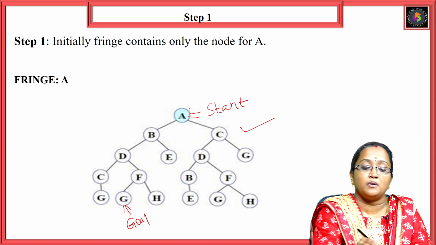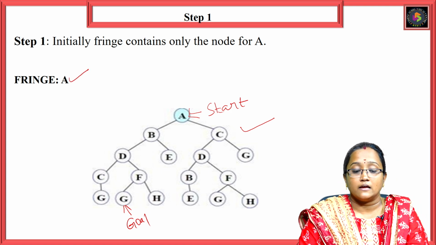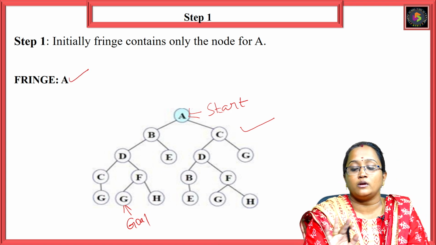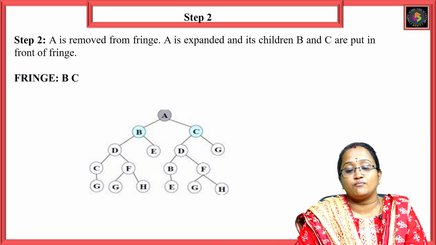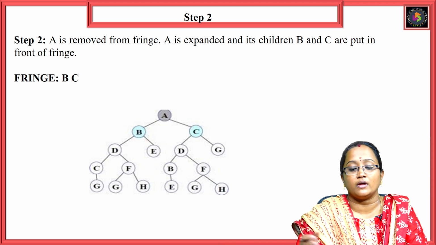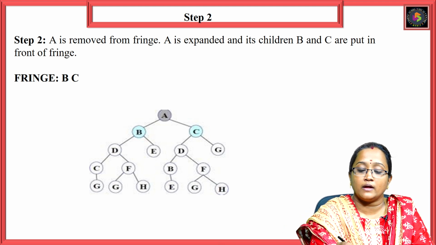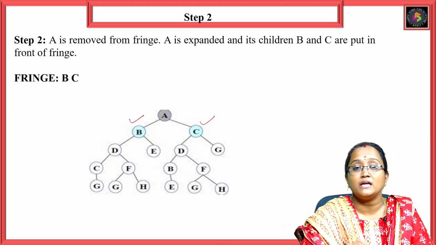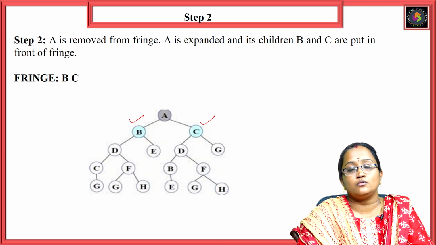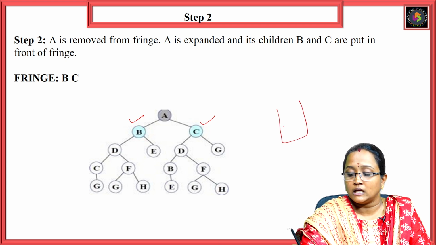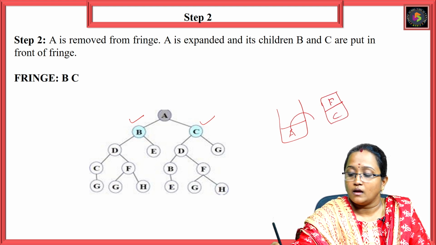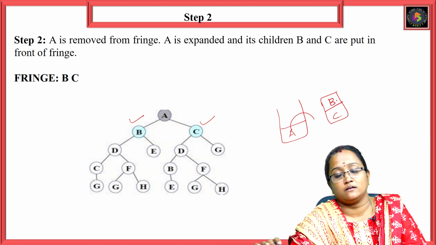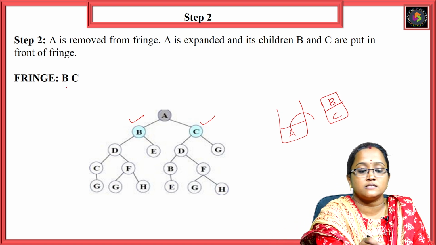That A should be put at the top of the stack. Initially it will contain only one node, A. Next, in the second step, we are going to find the successors of A. From A, we can go either to B or to C. In the stack, if we have taken A, that A should be removed. In place of A, we have to insert B and C. That's why we have taken B and C here.